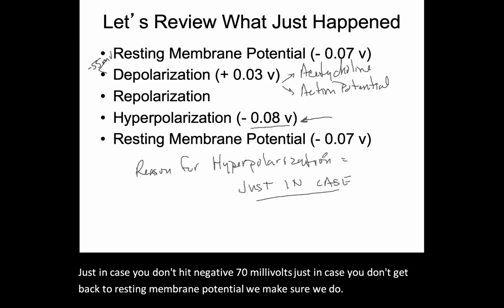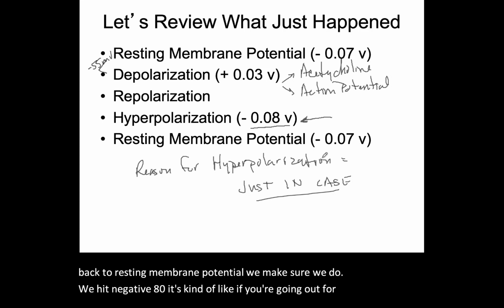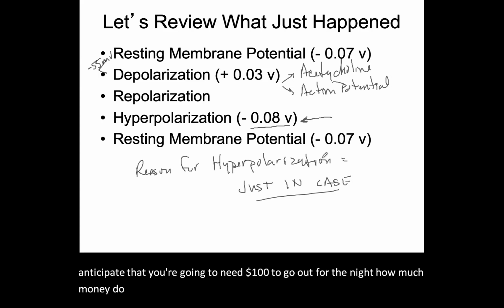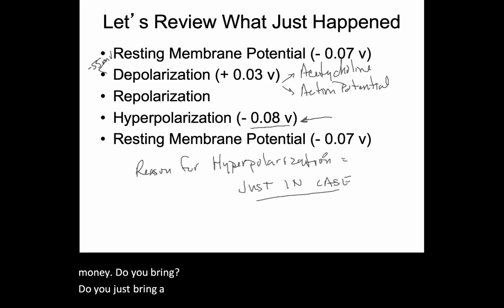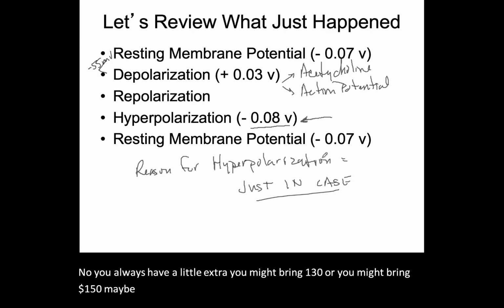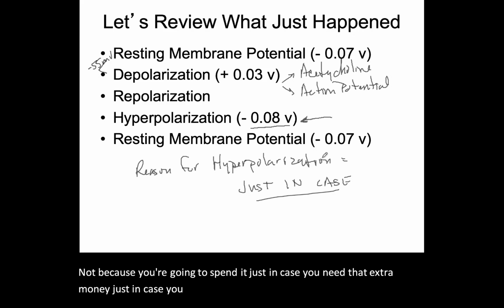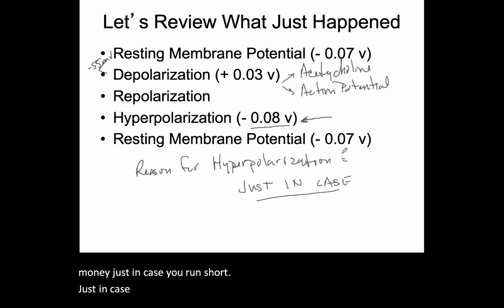We hit negative 80. It's kind of like if you're going out for the night and you anticipate that you're going to need $100. How much money do you bring? Do you just bring $100? No, you always have a little extra. You might bring $130 or $150. Maybe you'll bring $200. Why? Not because you're going to spend it, just in case you need that extra money, just in case you run short. Just in case you don't hit negative 70 millivolts, we're going to make sure we do.